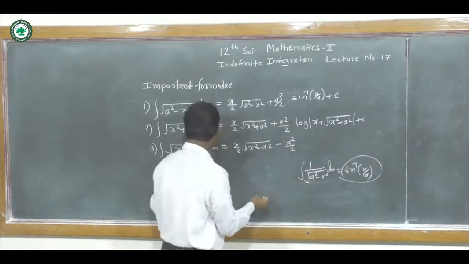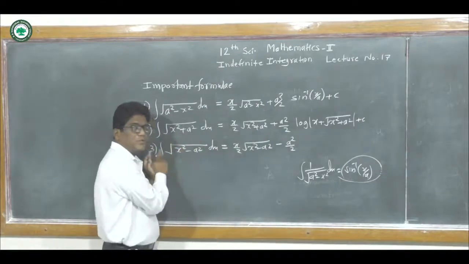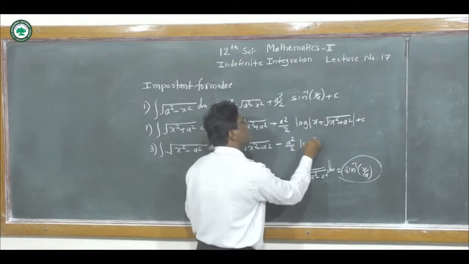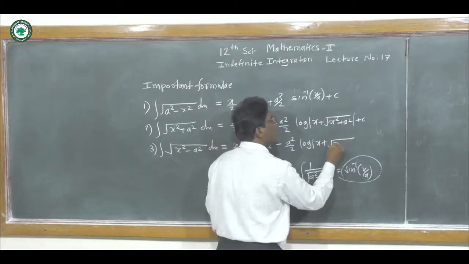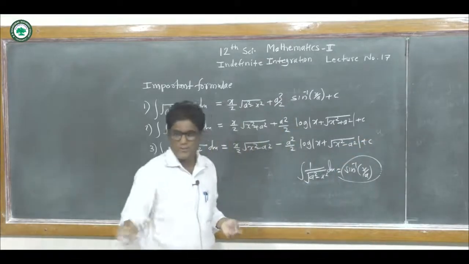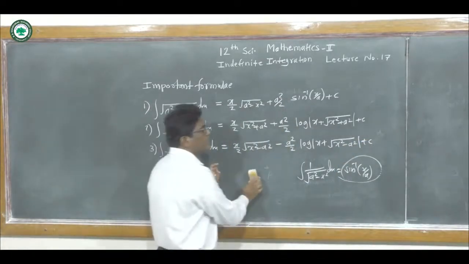And here also put the formula of integration of 1 upon root of x square minus a square dx, that is equal to log of x plus root of x square minus a square plus constant of integration. So remember these formulas. How to remember this?